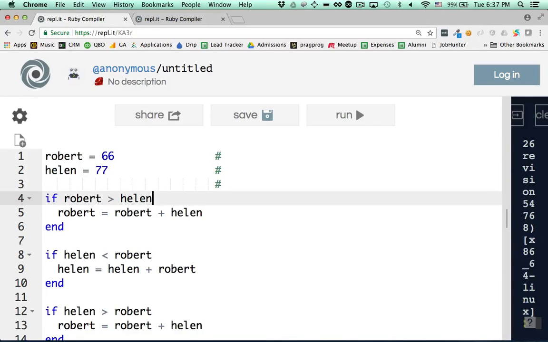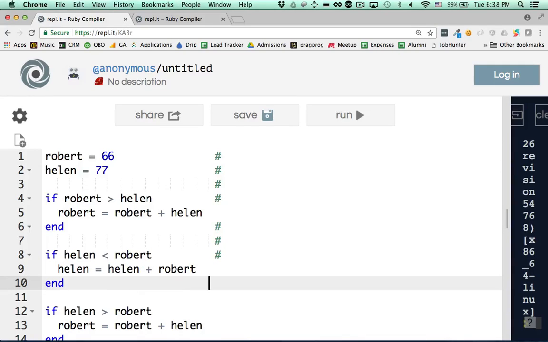Line 4. No. Well, line 4 itself, Ruby does process, because it has to check that conditional. But line 5 is no. Because Robert is not greater than Helen, it is less than Helen. Line 6, it does process because it concludes that conditional. Line 7, okay, line 8, yes. Line 9, it says if Helen is less than Robert, but Helen is actually greater than Robert, so it skips line 9. Great.